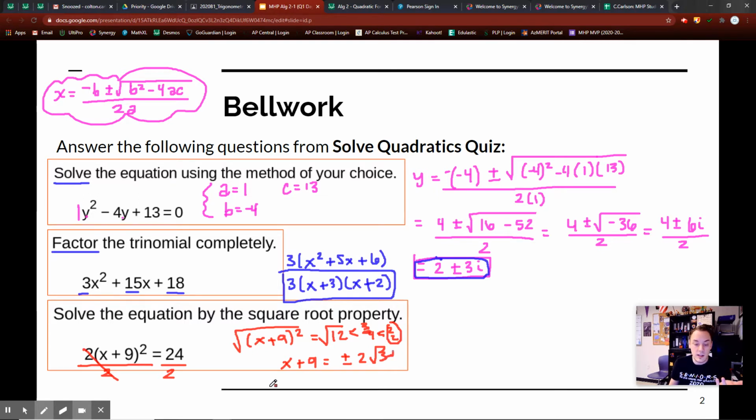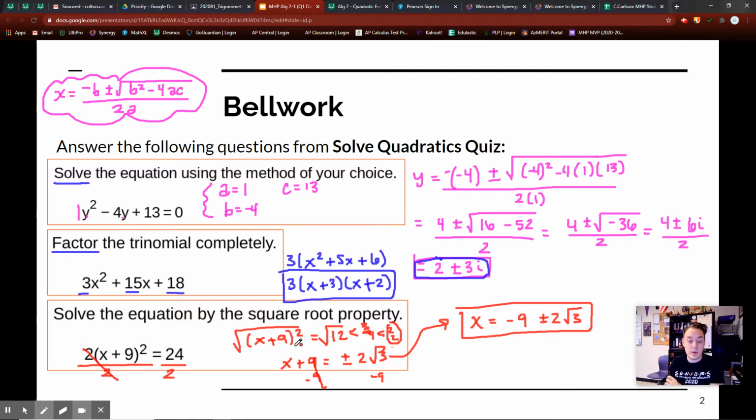So let's move on over to this side. And so now all I have to do is just subtract the 9 over on both sides. That goes poofy, and I'm left with x equals -9, and then plus or minus 2 radical 3. That is my final answer. Okay, so that one is not too difficult. It's just the square root property.